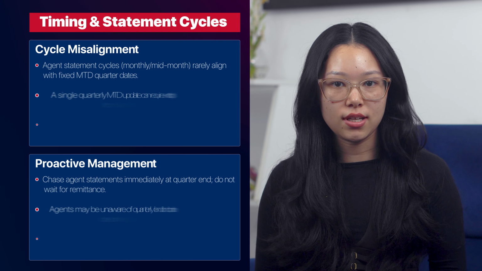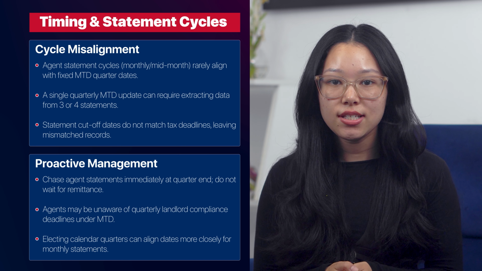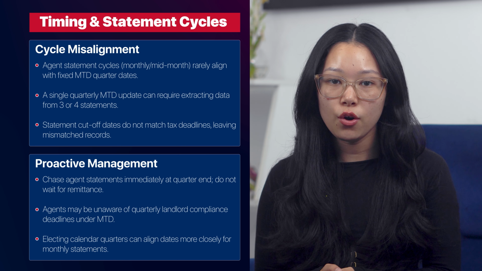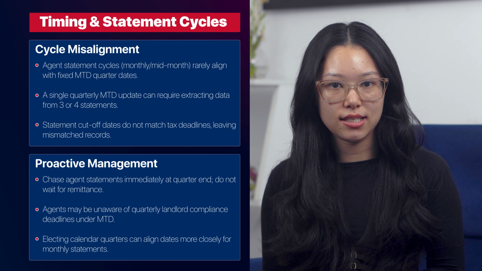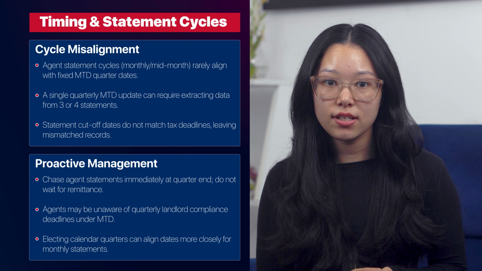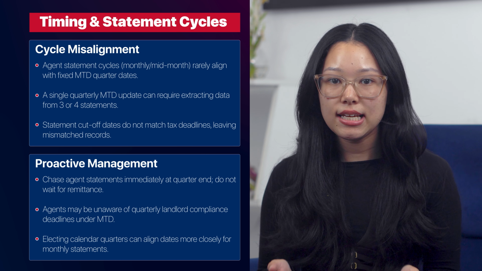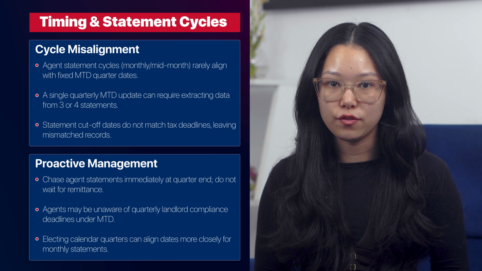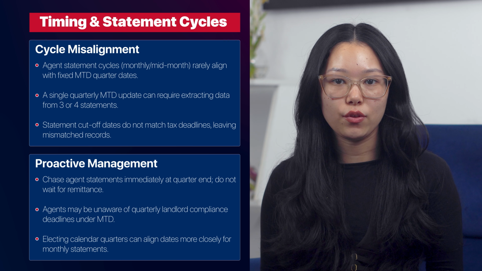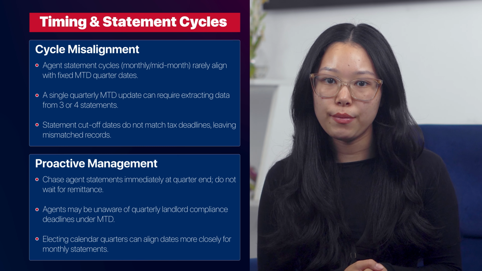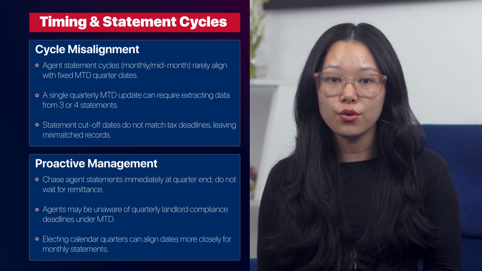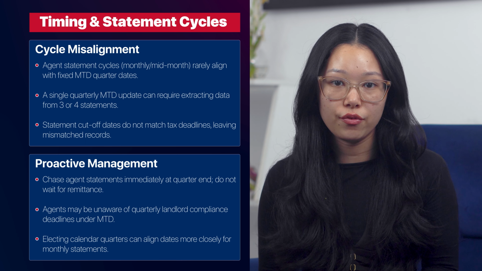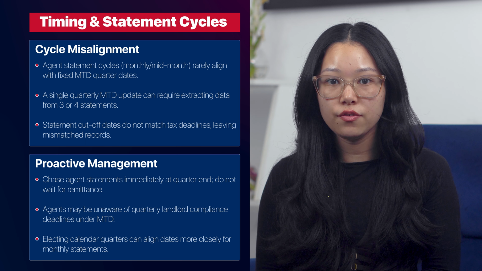Now the part landlords underestimate: timing. Agent statements run on the agent cycle, often a calendar month or a mid-month date. MTD quarters run on fixed dates, and they rarely line up. Take a tax year first quarter ending the 5th of July, the filing deadline is the 7th of August, but the July statement might not arrive until mid-August. So a single quarterly update may draw on 3 or 4 statements and the cutoffs won't match.